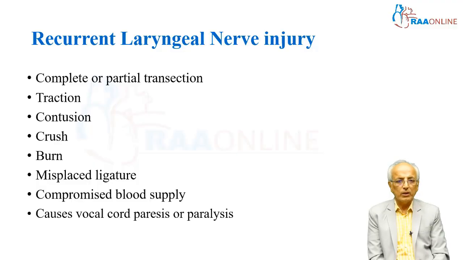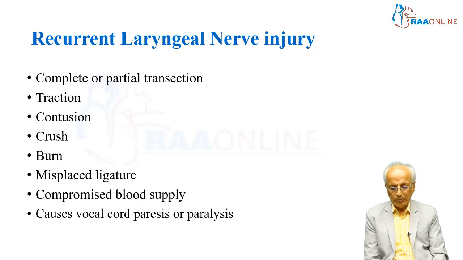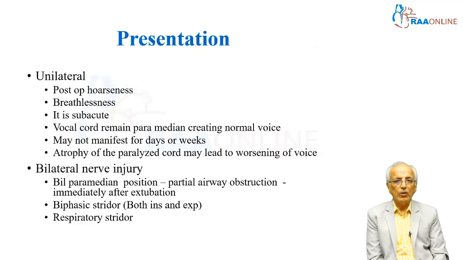Now, second most dreaded problem is recurrent laryngeal nerve injury. It can be complete or partial. It can be because of traction, contusion, crush, diathermy burn, misplaced ligature, compromised blood supply, and it causes vocal cord paresis or paralysis.